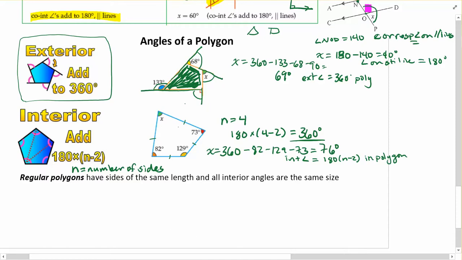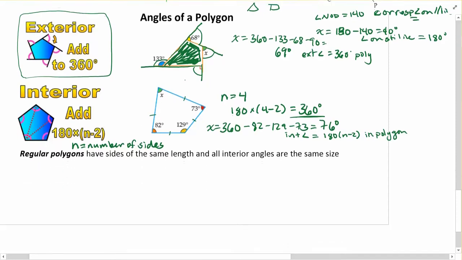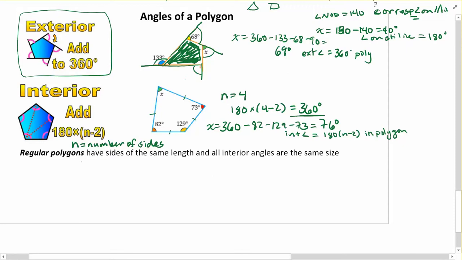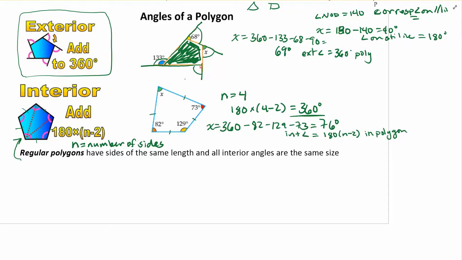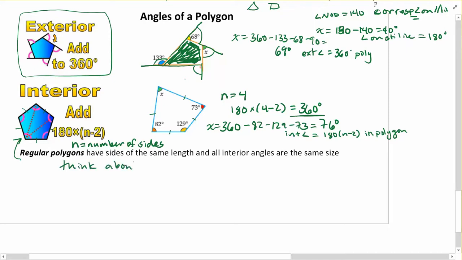And there's a special type of polygon, what we call regular polygons. This guy here is an example of a regular polygon, where all the sides are the same length, and all the exterior angles will have the same size, and all the interior angles will also have the same size. So since they're all equal, you just need to think about sharing equally between the angles if you're going to solve it.